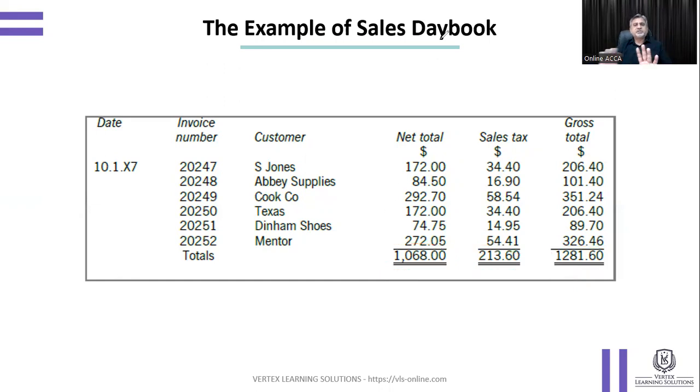Okay. So this is how a very typical sales day book looks like. It does not include cash sales. Cash sales are not here. Remember, if I say that this is an example of sales day book, it means that I'm only and only talking about credit sales.